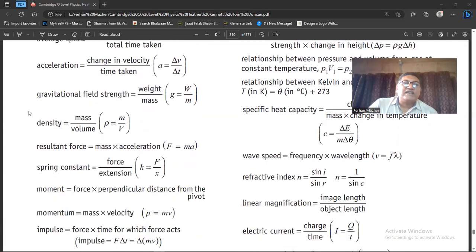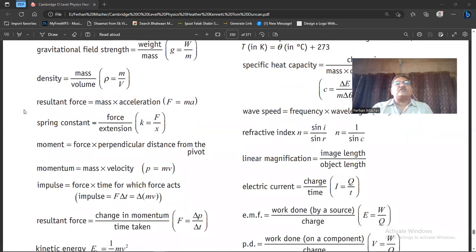The formula for the density is mass divided by volume. This symbol is called rho, and it represents density. Density is equal to mass divided by volume. The mass is measured in kg and the volume is measured in meter cube. Sometimes the mass is measured in grams and the volume is measured in centimeter cube.